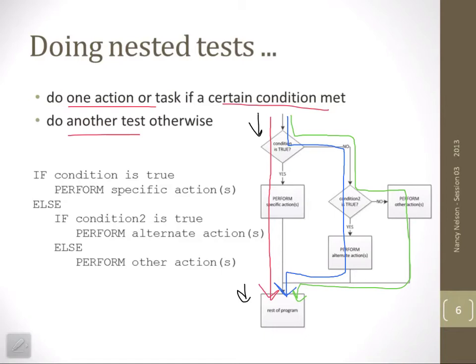We can see that same thing in pseudocode. Here's our first test. If that test is true, we perform specific actions. Otherwise, we do another test. If that's true, we do these actions. Otherwise, we do the last set of actions. The general style rule here is when you do a test, you do an action in the if part and subsequent tests in the else part.